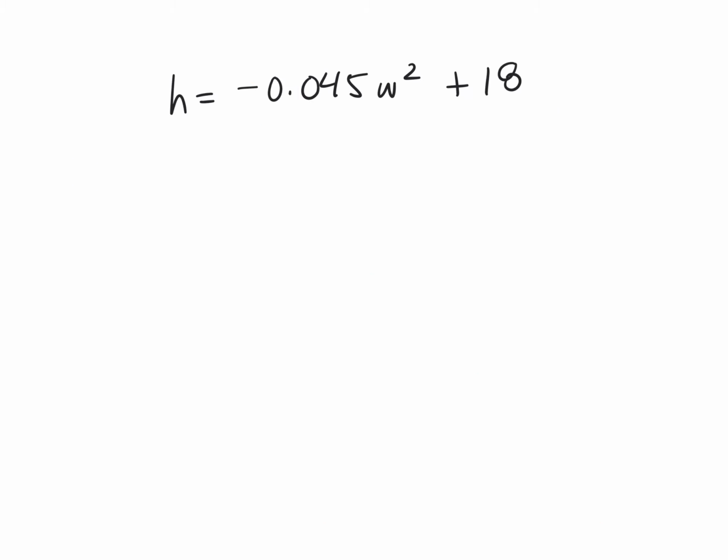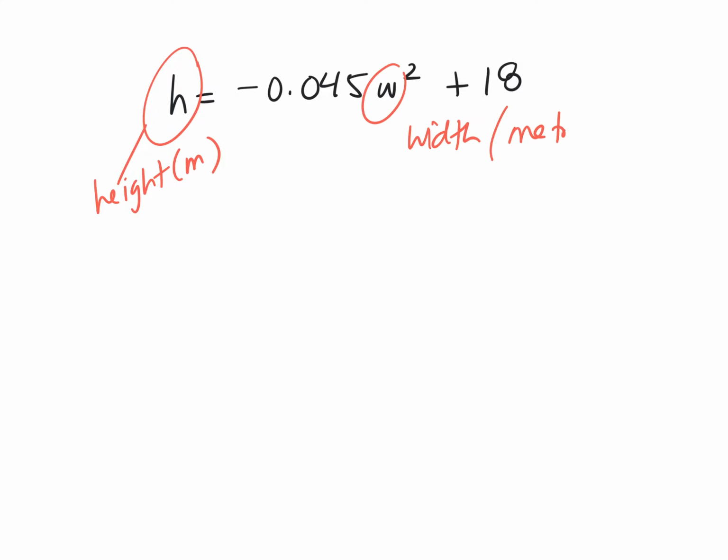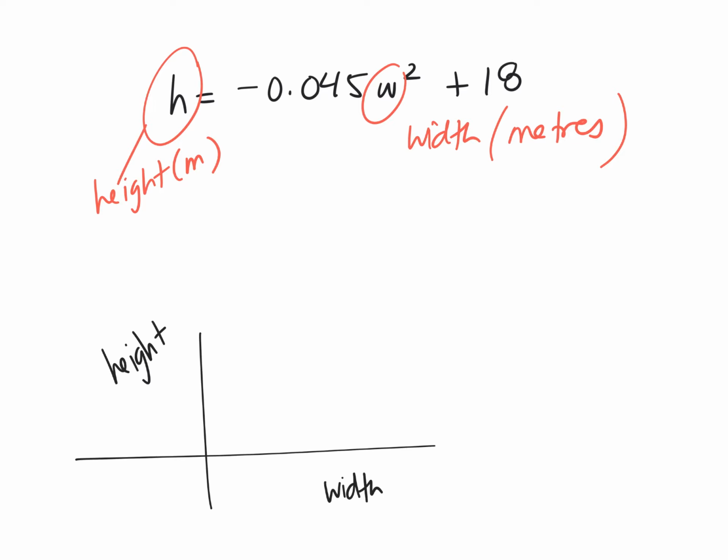So this equation represents the height of a bridge, the height in meters, and the width of the bridge in meters. We're trying to figure out what is the height. Next page, 12. Okay, so based on what we just learned, is it in the form y equals ax squared plus c? Yes or no?